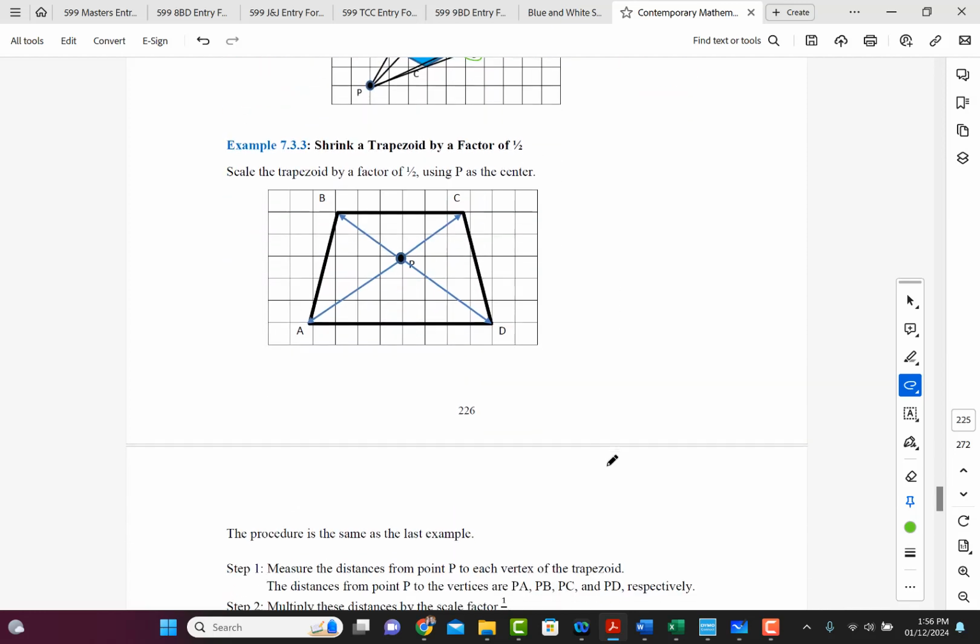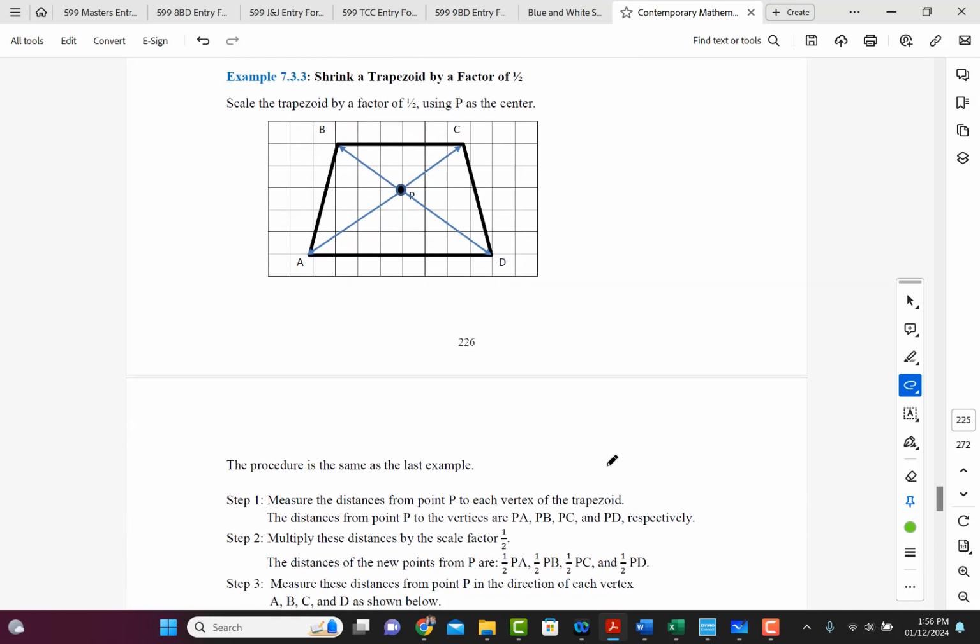Now, what about shrinking? Same idea. The only difference is that when we're enlarging, our factor k is bigger than 1. When we're shrinking, factor k is less than 1. So in this case, we're going to take each of the distances from P, which is in the center of the trapezoid.